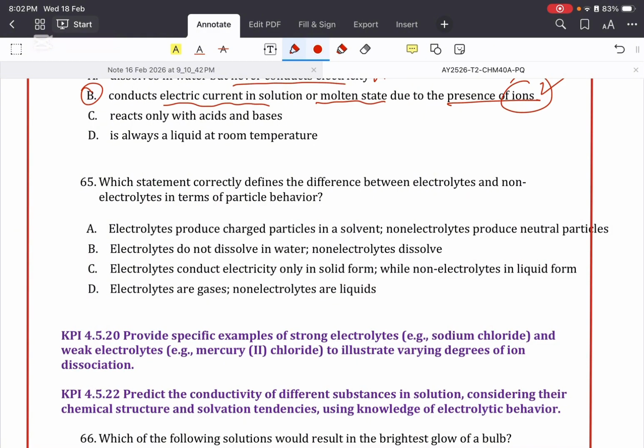That's the answer. Which statement correctly defines the difference between electrolytes and non-electrolytes in terms of particle behavior? The electrolytes free up their charged particles, their ions, whereas non-electrolytes don't have charged particles, they have neutral particles, or what we call molecules. So it's A.